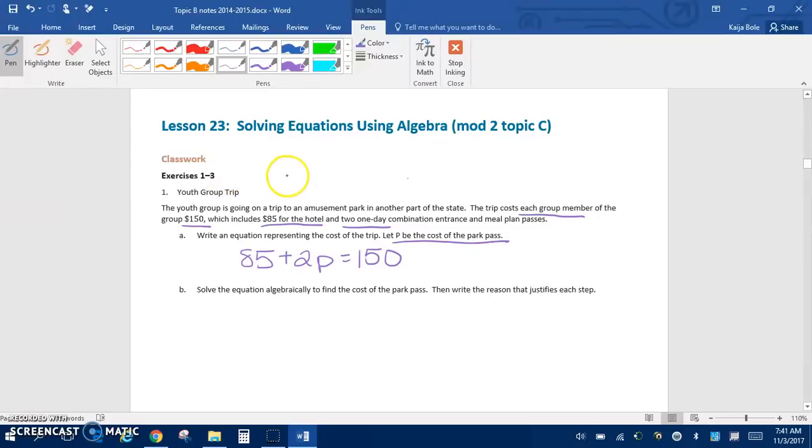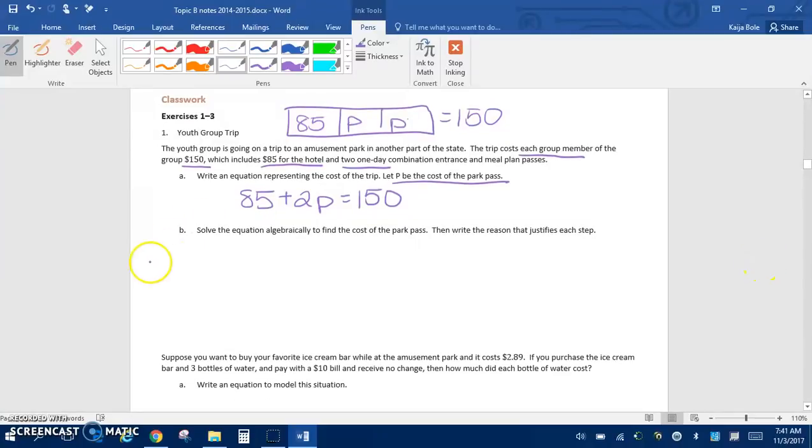Alright, if you still need to do a visual, which is fine if you do, it would probably look something like this. So we know it's $85 for the hotel, and then 2 boxes for park passes, and we know this all equals 150. But right now you don't need to draw the visual, you can just write the equation. So now part B says to solve the equation algebraically. So we have 85 plus 2P equals 150.